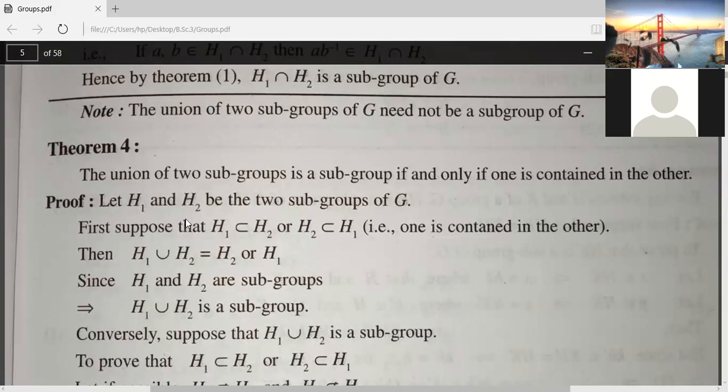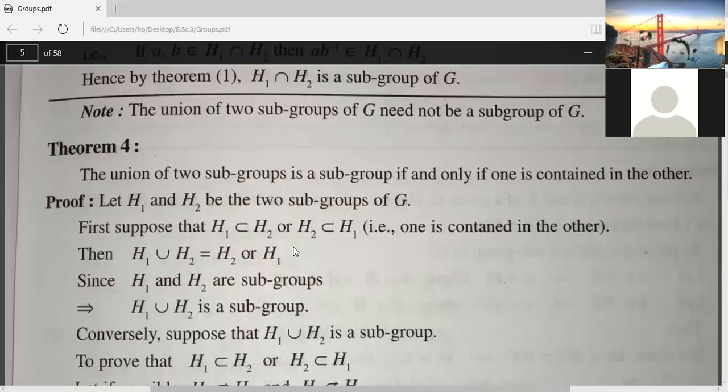First, if P then Q. H1 and H2 are subgroups, and we have to prove that one is contained in the other. That is, suppose H1 is a subset of H2, or H2 is a subset of H1. Then we have to prove that the union is also a subgroup.